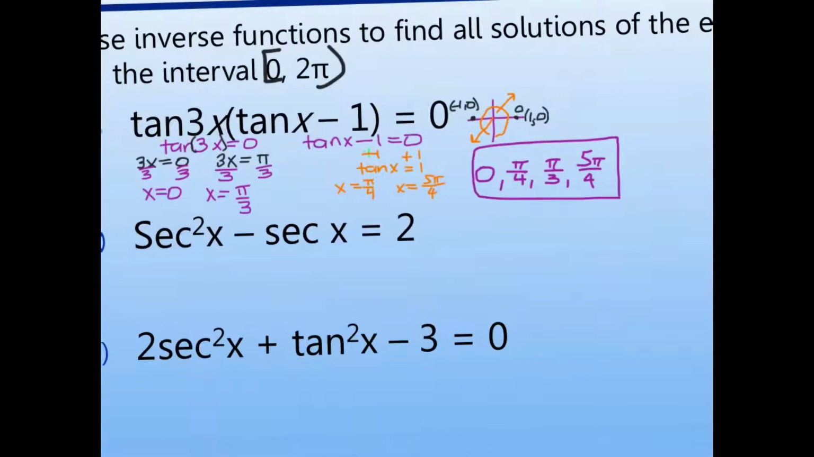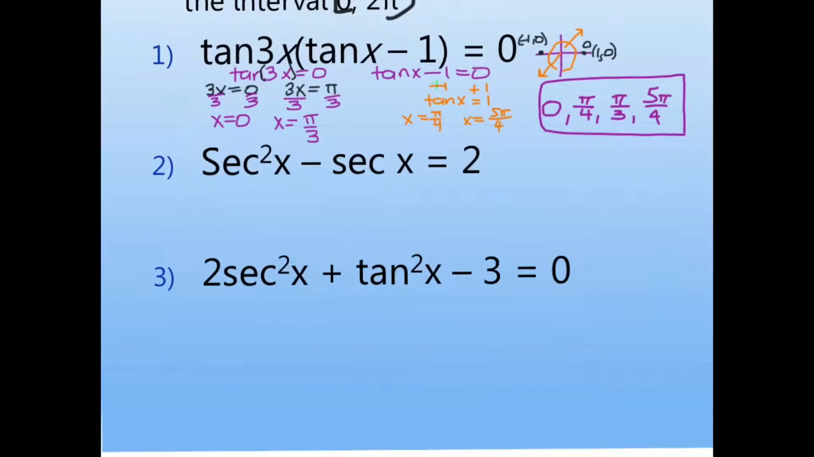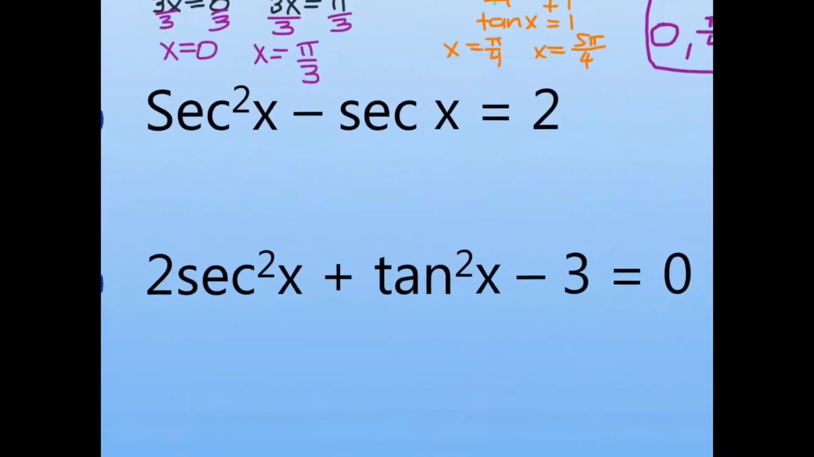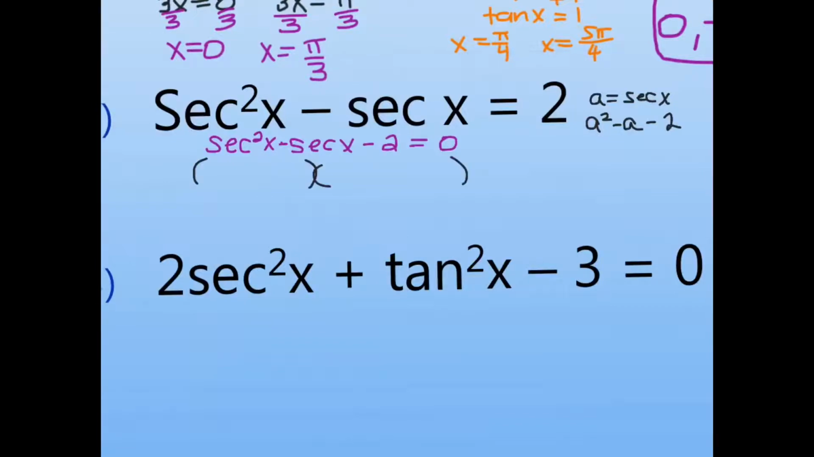Now let's look at number 2: secant squared x minus secant x equals 2. Hopefully as soon as you see that there's a squared and a non-squared, you know you're going to eventually have to factor this. The first thing I want to do is get everything to one side. I'd get secant squared x minus secant of x, and then move the 2 over by subtracting it. You can substitute in a, saying a equals secant of x, and then I would get a squared minus a minus 2 if it helps you factor it. Or you could just factor it straight from the secants.